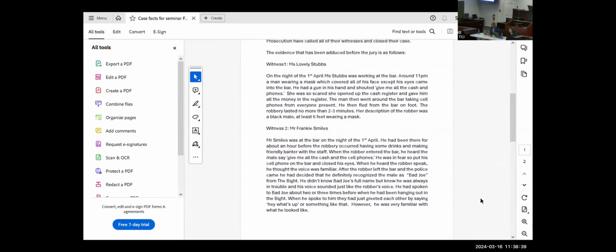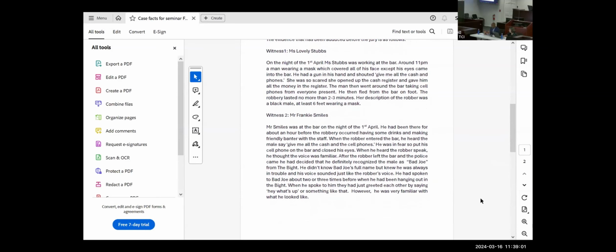So I'll start with witness one again, Ms. Lovely Stubbs. On the night of the 1st of April, Ms. Stubbs was working at the bar. Around 11 p.m., a man wearing a mask which covered all of his face except his eyes came into the bar. He had a gun in his hand and shouted, "Give me all the cash and phones." She was so scared, she opened up the cash register and gave him all the money in the register. The man went around the bar taking cell phones from everyone present. He then fled from the bar on foot. The robbery lasted no more than 2 to 3 minutes. Her description of the robber was a black male, at least 6 feet, wearing a mask.